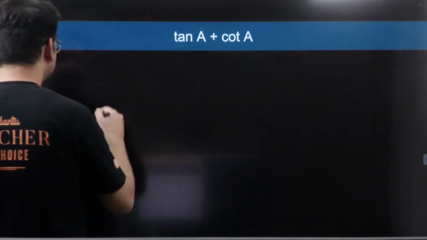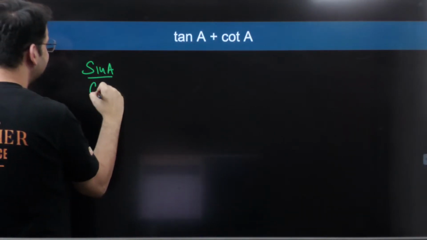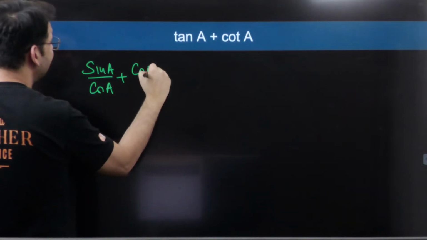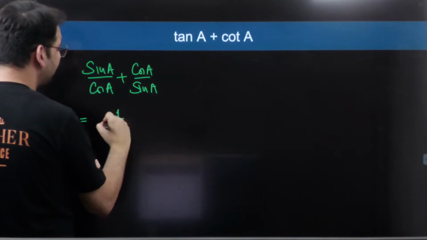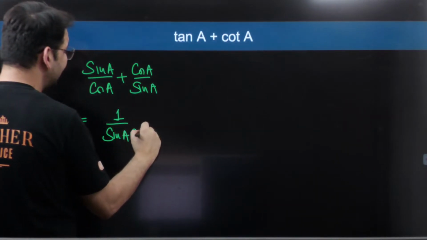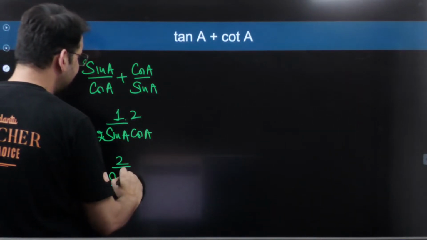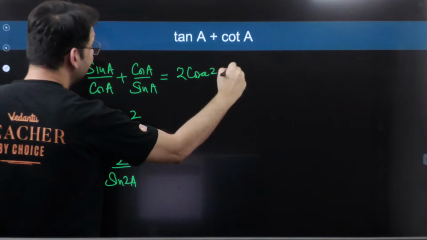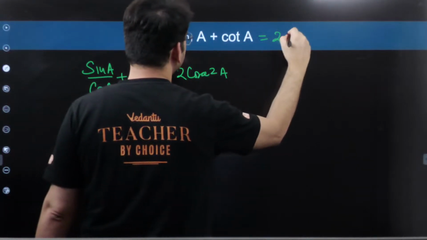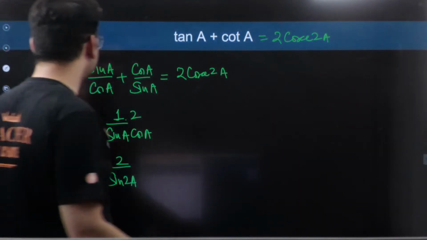Again, tan a plus cot a, very important, tan a plus cot a. So let us try to simplify this. So this becomes sin a upon cos a plus cos a upon sin a. So as we simplify this, sin square a plus cos square a is 1, upon sin a cos a. And whenever you see sin a cos a, you multiply and divide by 2. So 2 upon sin 2a, and this is 2 cosecant 2a. If possible, remember this, 2 cosec 2a. So tan a plus cot a is 2 cosec 2a.